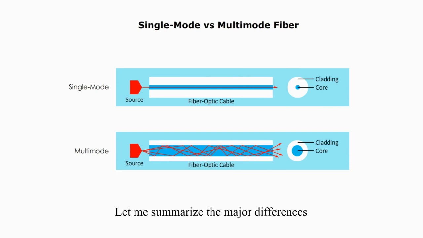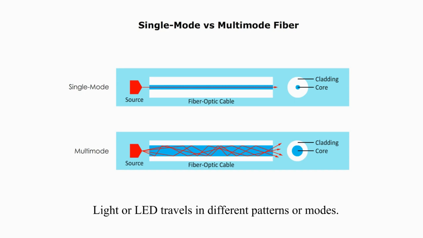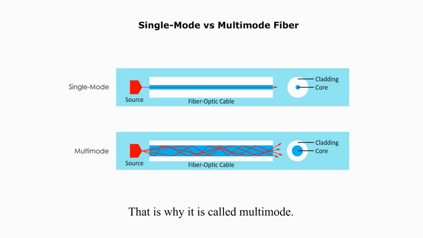Let me summarize the major differences between multimode and single mode. Single mode fiber has a smaller core. Laser light travels in a single mode, and single mode fiber is good for long distance. Multimode fiber uses several different modes when light travels inside the core. Light from an LED travels in different patterns or modes. That's why it's called multimode. It has a modal distortion problem. Multimode fiber is good for short distance. It's cheaper than single mode.